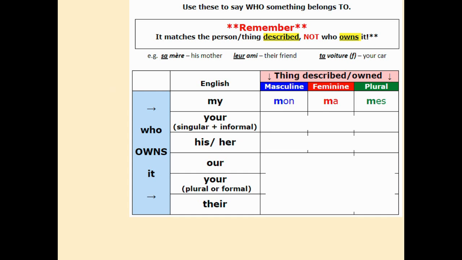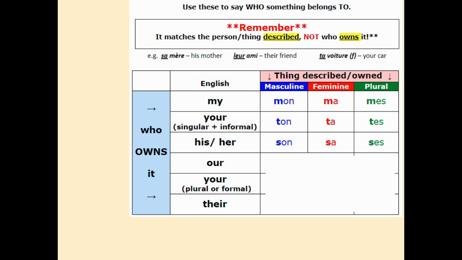Okay. Then in year 7, we got familiar with your singular and his and her, and we were using those a fair amount. I'm hoping that you should be reasonably comfortable with mon maman, but ton frère, son frère work in the same way. So you can see that my, they all start with M, your, they all start with T, and his and her all start with S. Then if you look at the columns, they all end with on, a, es.